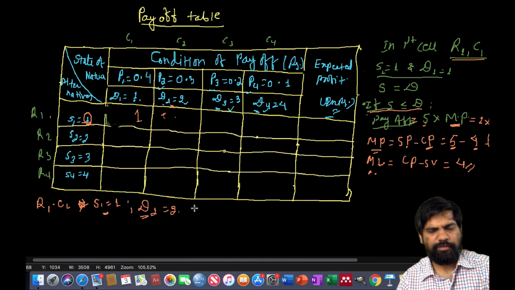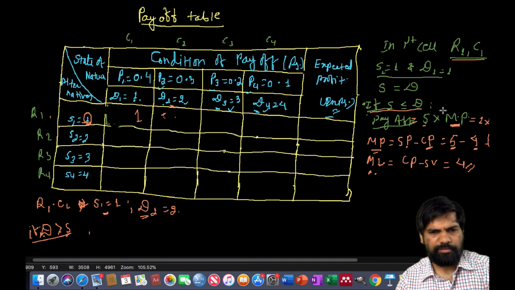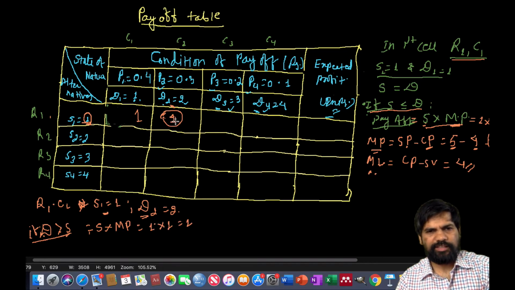When demand is greater than or equal to supply, we have the same concept over here: supply times marginal profit. So we can use supply times marginal profit to determine the value of this cell as well. Again, supply is equal to 1 and the marginal profit is 1, so the value is 1 here. Here the supply value is 1 and the demand value is higher, so we will find the same value at the end when we calculate. Now let's move to the row 2 and C1 cell.